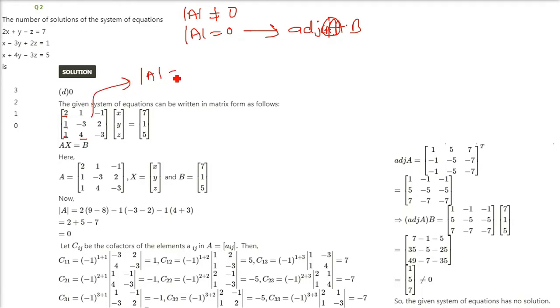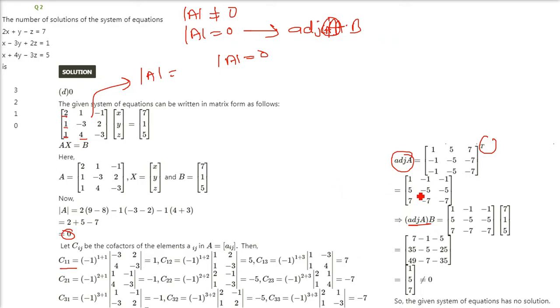When we find out the determinant of A, I presume you know how to find it out. It is going to be 0 in this case. So when it is going to be 0, you have to find out the adjoint of A. For that we have to find out the cofactor matrix. Then we have to take the transpose of that cofactor matrix, and that is going to be adjoint A. Now we already have a B here. What is B?